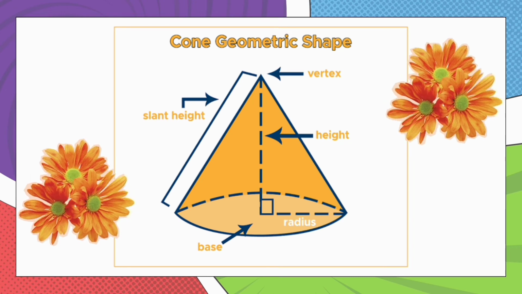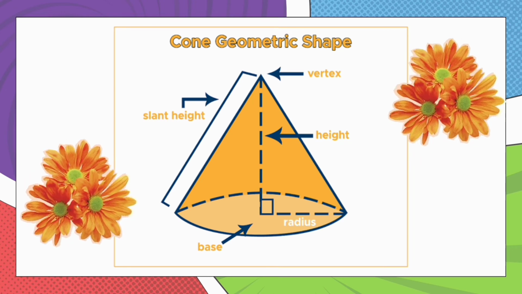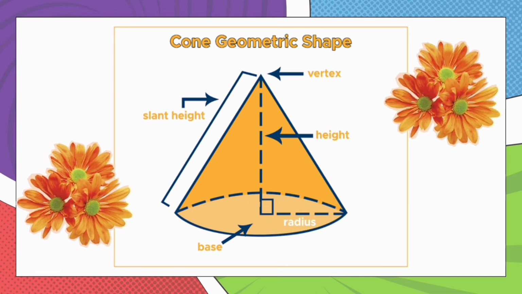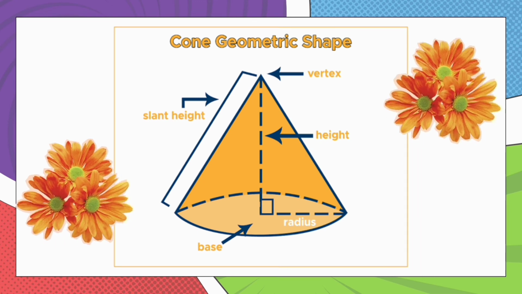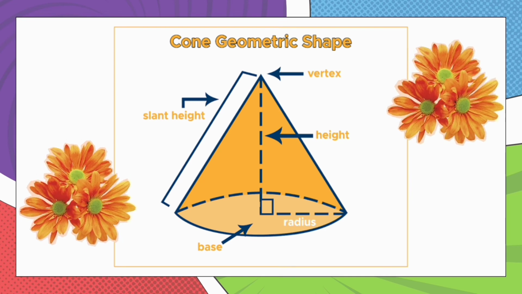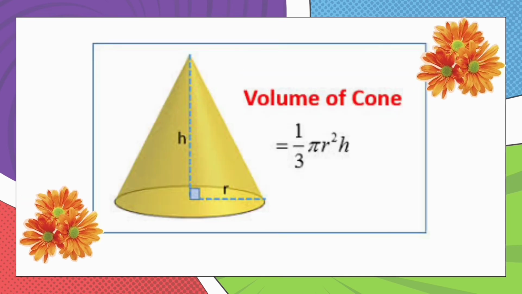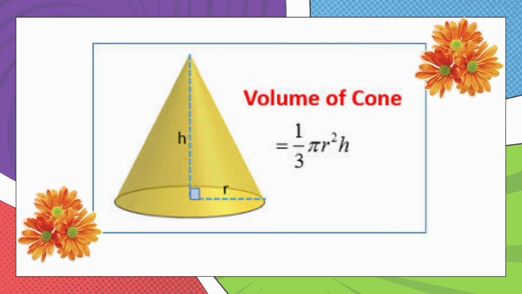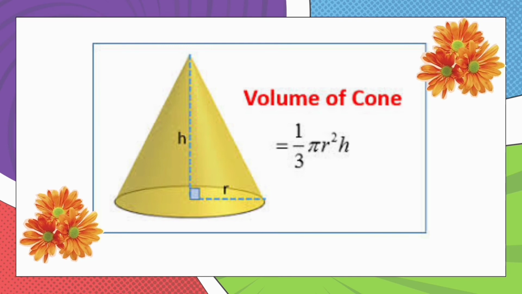The next shape I'll be teaching you is the cone, and it's the last shape I'll be teaching you in this class. A cone has a slant height, it has the apex, which is the vertex, and it has a height and a base radius. The volume of a cone can be gotten using the formula 1/3 pi r square h. When you use this formula, you'll be able to get the volume of a cone.